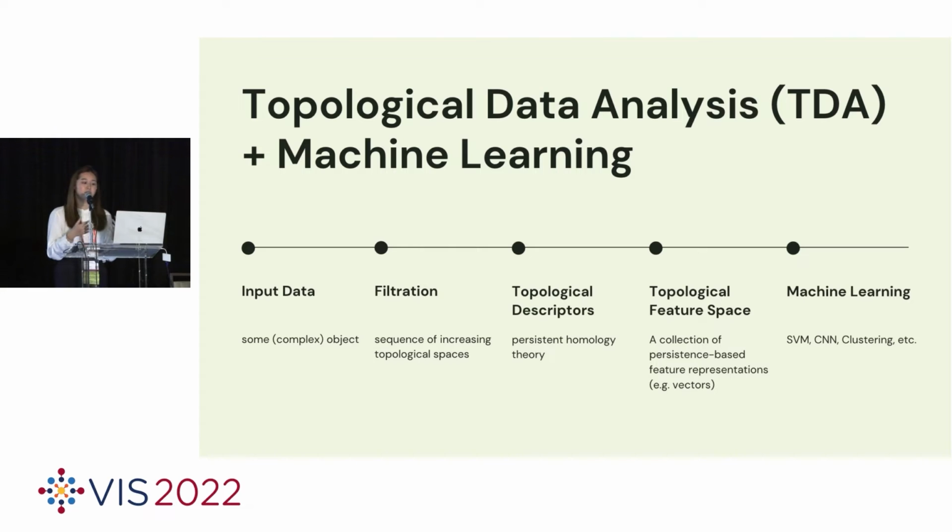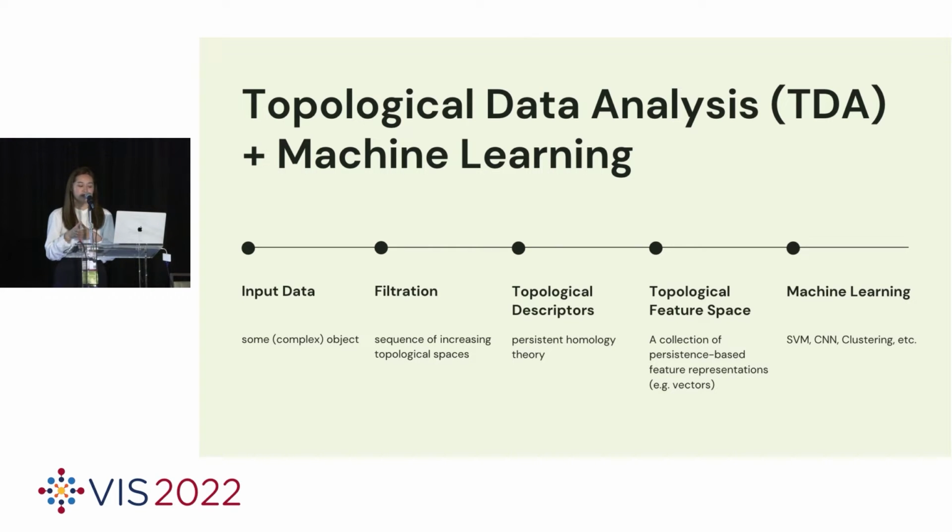So that's why recently there's a lot of research about how to combine topological data analysis and machine learning. The standard pipeline is: given input data, which is some complex object, we use a filtration function to create a sequence of increasing topological spaces so that we can get the topological features, and that can be encoded as topological descriptors based on persistent homology theory.